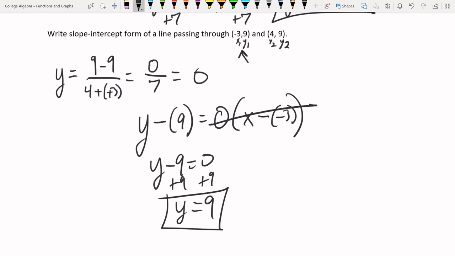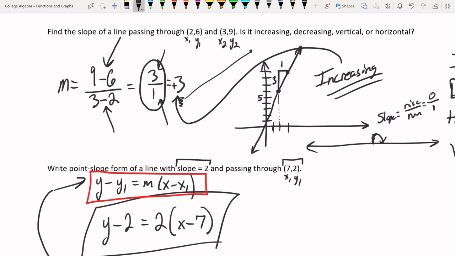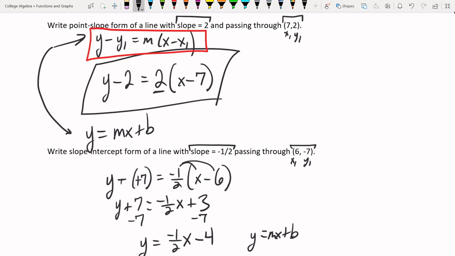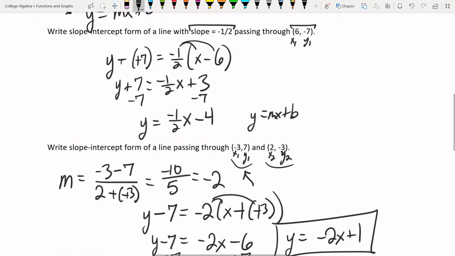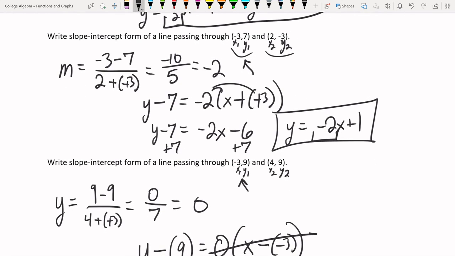Okay, let's look at the slopes and the types of functions we had here. For this one, we knew it was increasing because it had a positive slope. For this one here, we also have a positive slope. So this is going to be an increasing function. This next one here, we have a negative slope. So this is going to be a decreasing function. This one here is also a negative slope. We have a decreasing function.